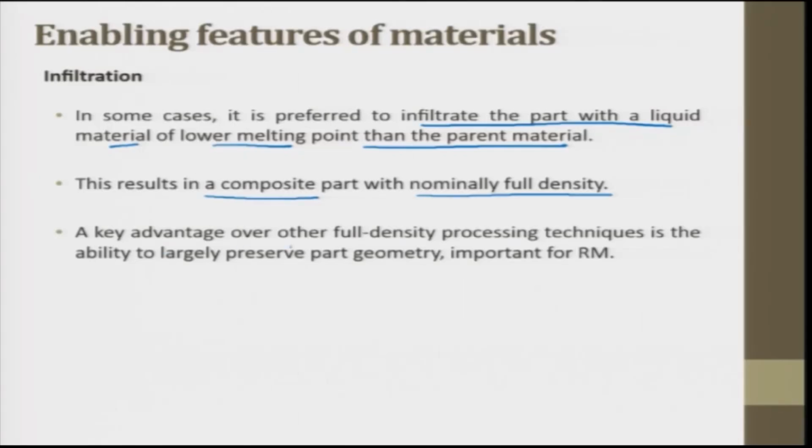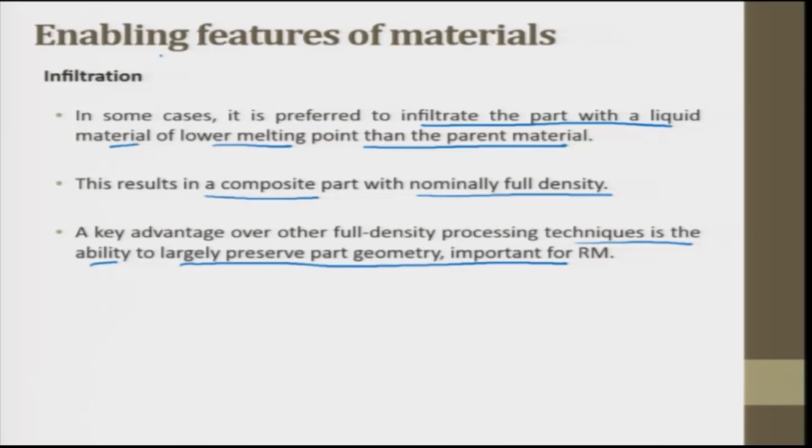A key advantage over other full density processing techniques is the ability to largely preserve part geometry, important for rapid manufacturing. Here, infiltration is usually a post processing step that I am referring to. In this, the porous part is heated, that is in contact with the infiltrant. It is heated to a temperature at which the infiltrant is molten and will wet the part and will try to enter it and fill the pores to have a complete dense part or a better part that is obtained. So these are enabling features of the rapid manufacturing materials. We will discuss post processing in the coming lectures.